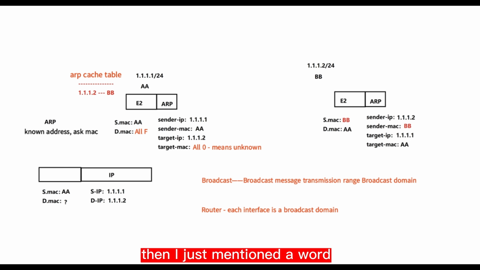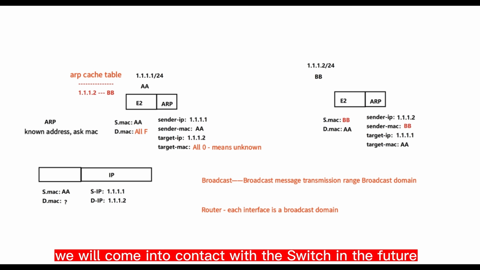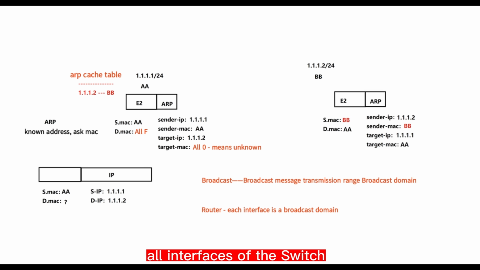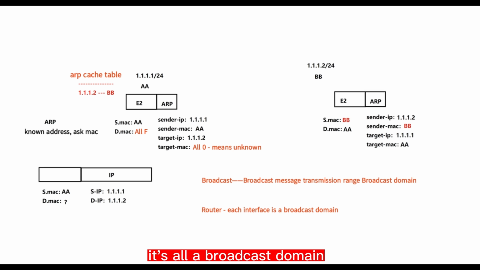Then I just mentioned a word called broadcasting. I feel that everyone might not understand this word very well, so let me talk about it again. A broadcast message: the range it can transmit is called a broadcast domain. We will come into contact with the switch in the future. All interfaces of the switch, by default, if you do no redundant configuration, are one broadcast domain.